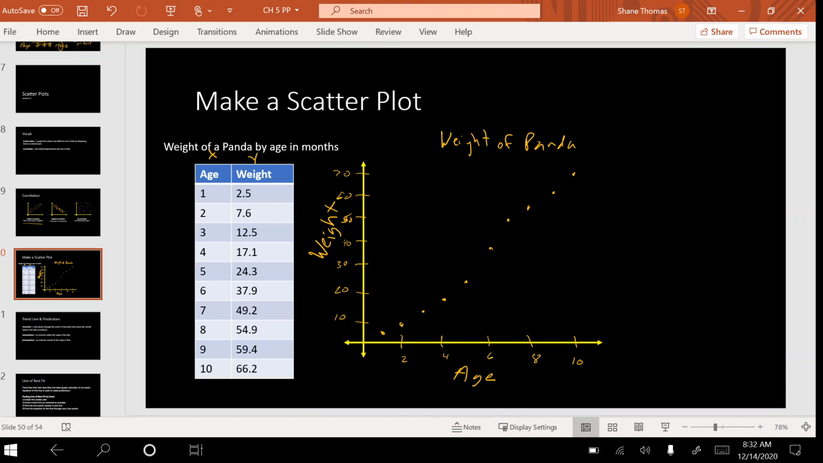Okay? So is that positive or negative correlation? It's obviously positive, because it's going uphill, left to right. It almost makes a pretty good line, doesn't it? It's pretty darn close to being in a straight line.